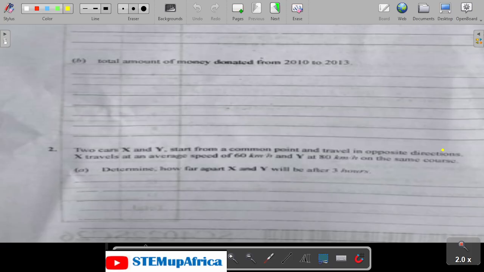X travels at the average speed of 60 km per hour, Y travels at 80 km per hour on the same course. Determine how far apart X and Y will be after 3 hours. So let's draw to represent the distance between X and Y. How far apart? Question 2A.